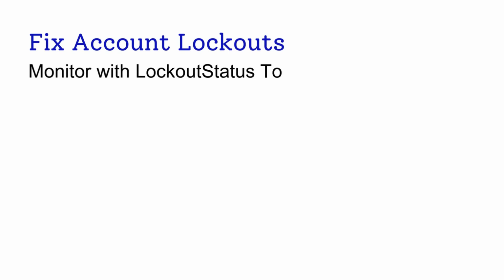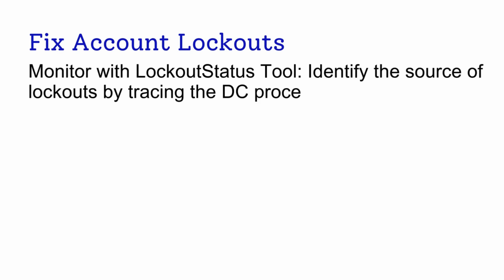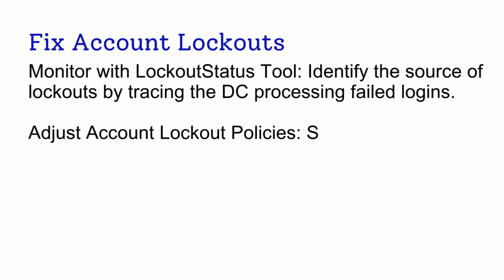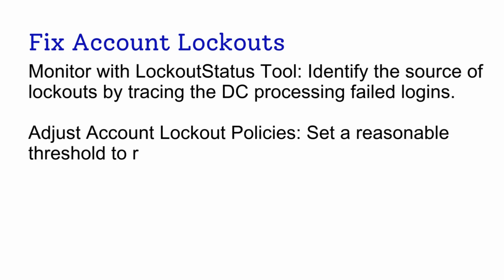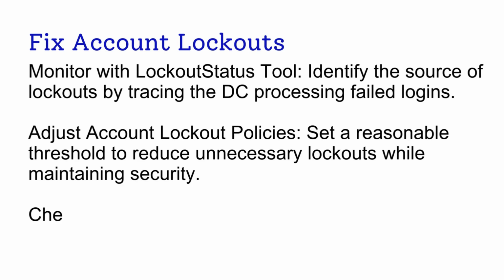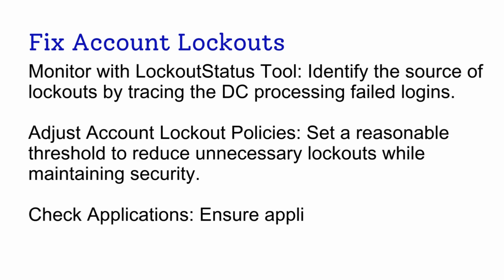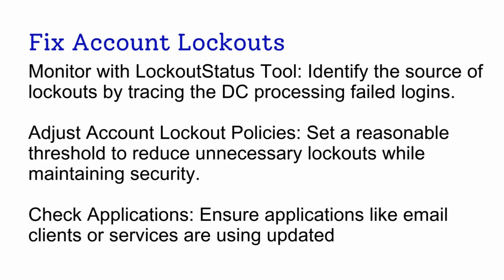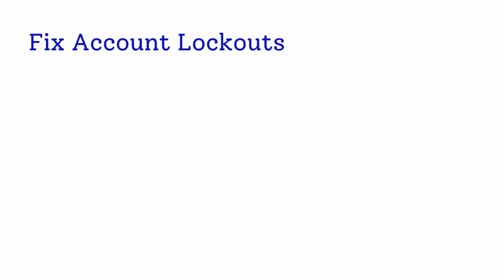To fix the problem, monitor with the LockoutStatus tool. Identify the source of lockout by tracing the DC processing the failed login. Adjust account lockout policies. Set a reasonable threshold to reduce unnecessary lockouts while maintaining security. Check applications. Ensure applications like email clients or services are using updated credentials.